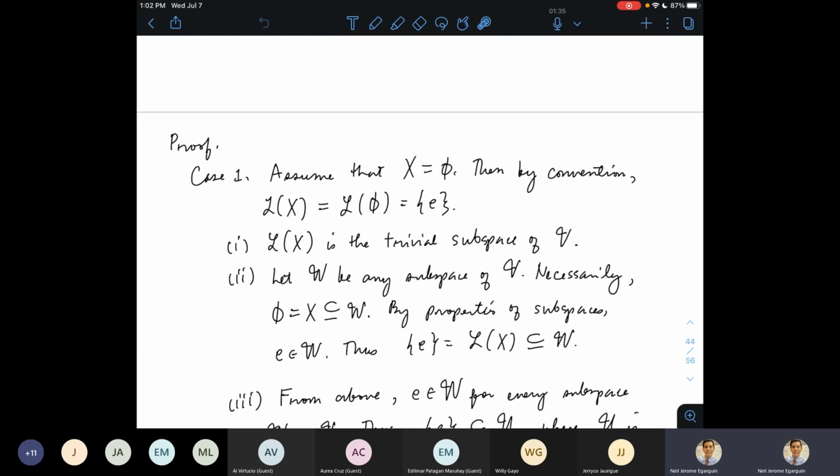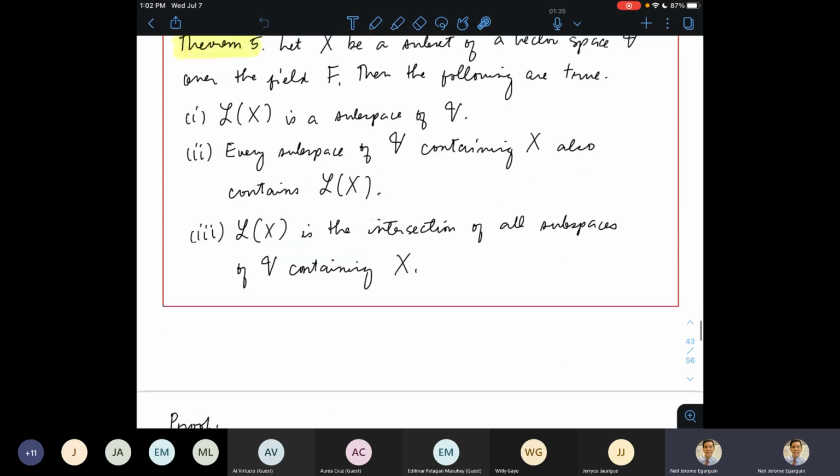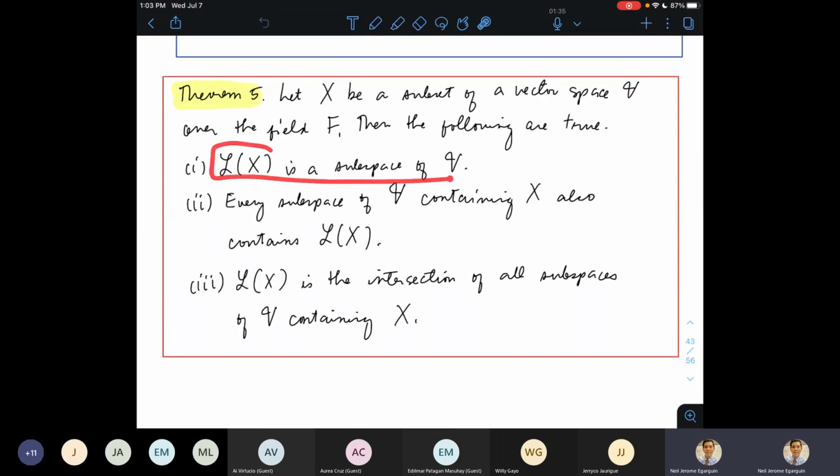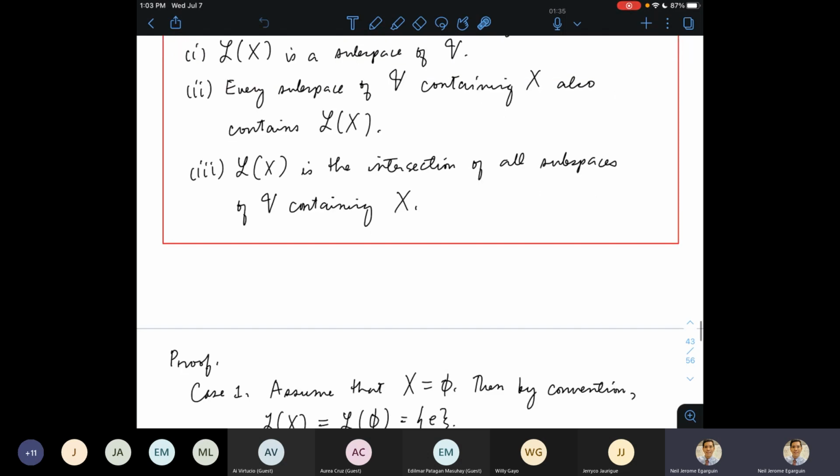Now let's try to prove statement 1 for the case that X is non-empty. So let's look back at the statement. Let's now assume that X is non-empty. We want to prove that L of X is a subspace. Remember, we said from now on, we will use Theorem 3, the compact criterion, in order to show that a set is a subspace. And that's what I'm going to do for statement 1, case 2.